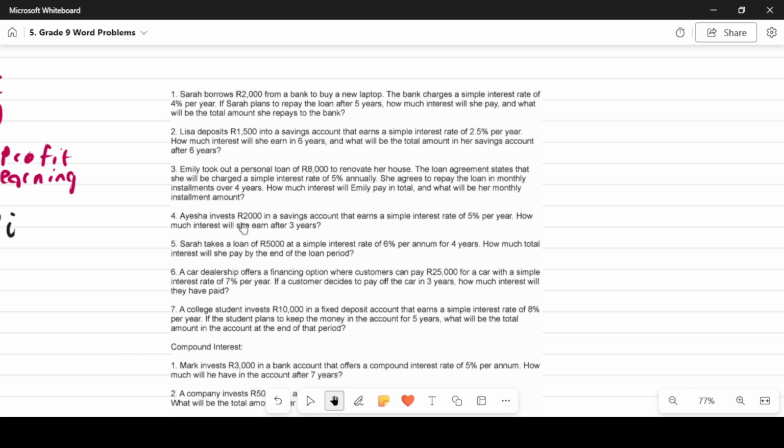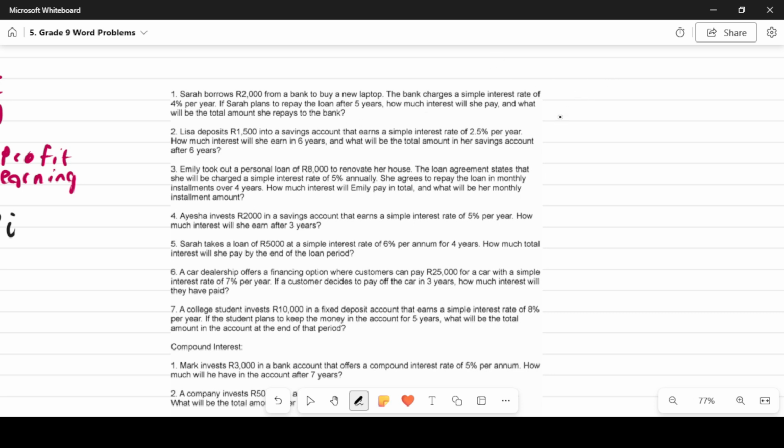Now let's solve problems and expand our ideas on these topics. Sarah borrows 2,000 from a bank to buy a new laptop. The bank charges a simple interest rate of 4% per year. If Sarah plans to repay the loan after 5 years, how much interest will she pay? And what will the total amount she pays back to the bank?